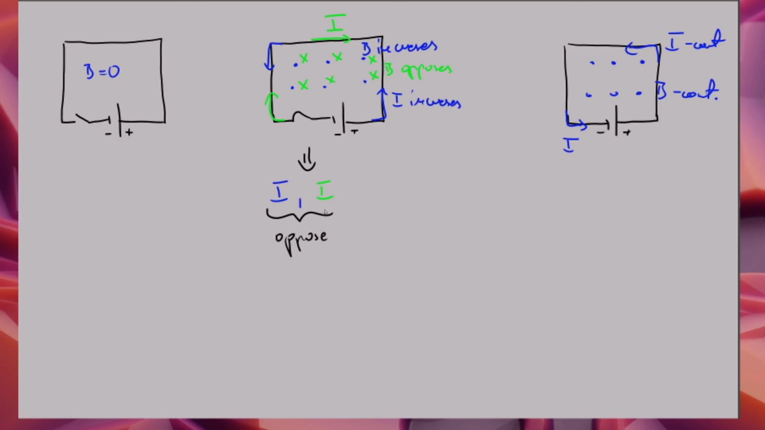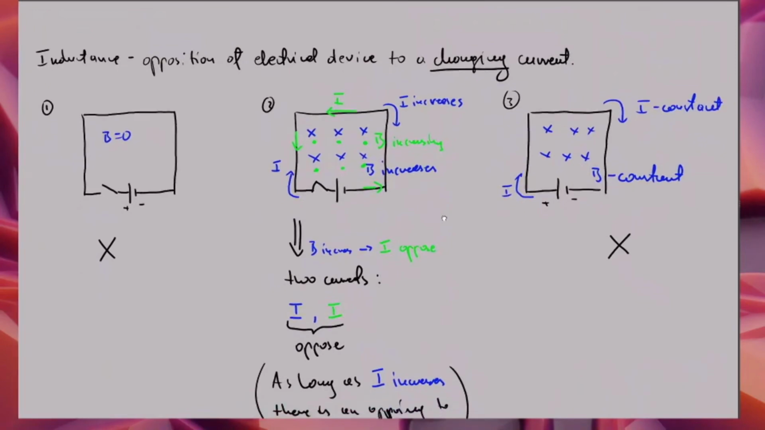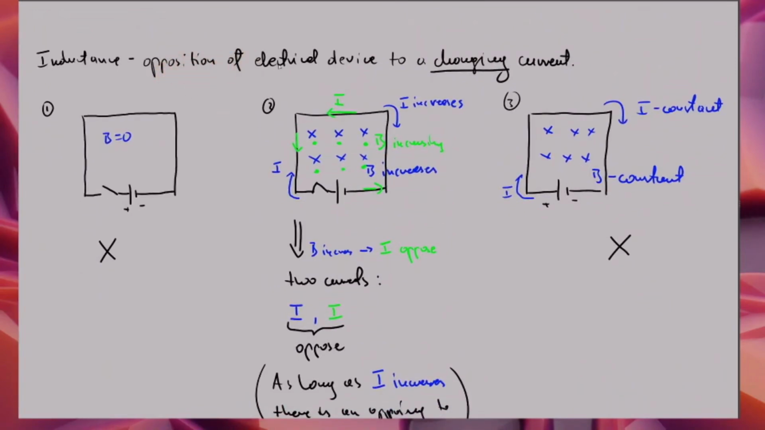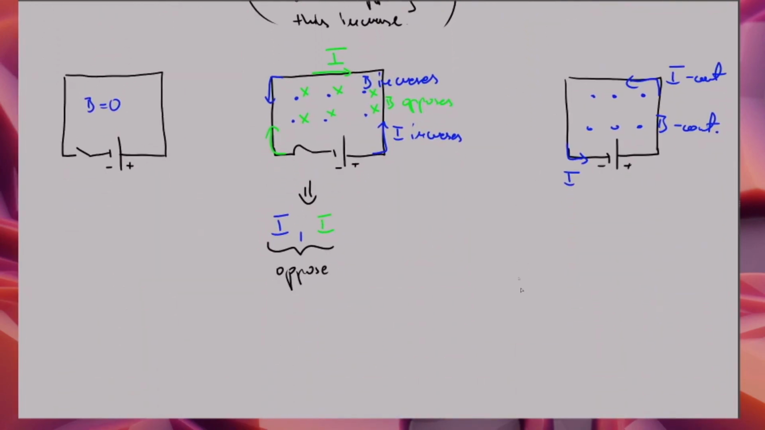So go back to the definition of the inductance. The inductance here is the opposition of an electrical device to a changing current. Now I'm going to add something to it. So suppose that instead of a single loop, a single loop will amount to a certain opposition that we can quantify to the changing current. But suppose that instead of a single loop, you now have a bunch of loops.